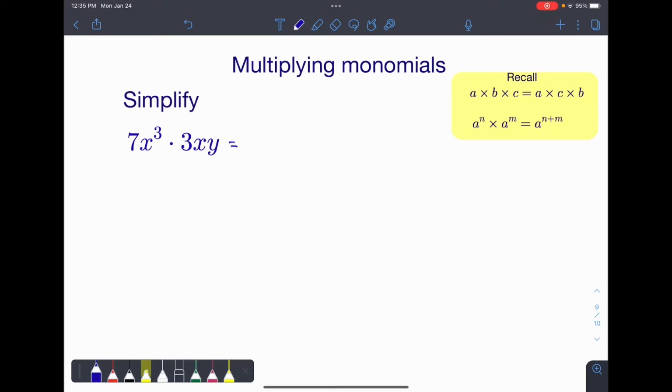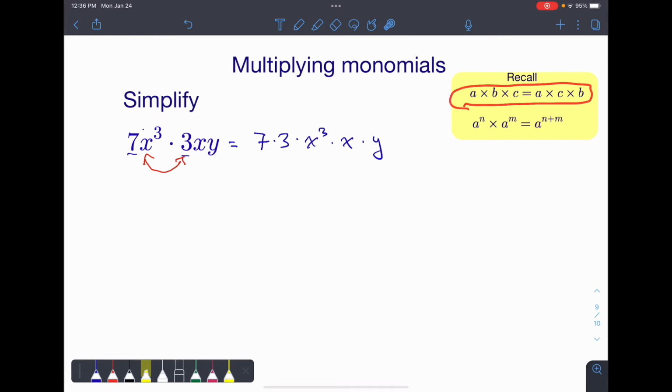I'm going to rewrite this as 7 times 3. So I've taken care of the 7 and the 3, and I still have the times x cubed times x times y. The only thing I've done is switch the order of the x cubed and the 3. And I did that by using this rule up here. That's all I've done. So let's take a look at what we have.